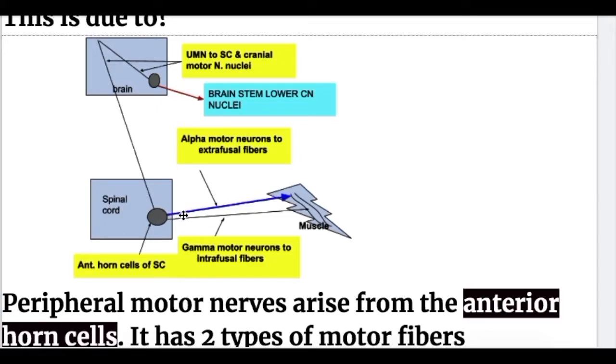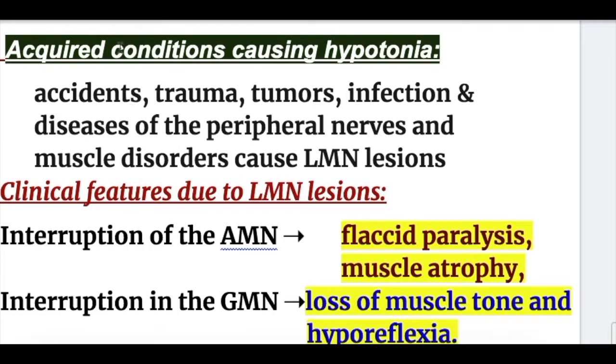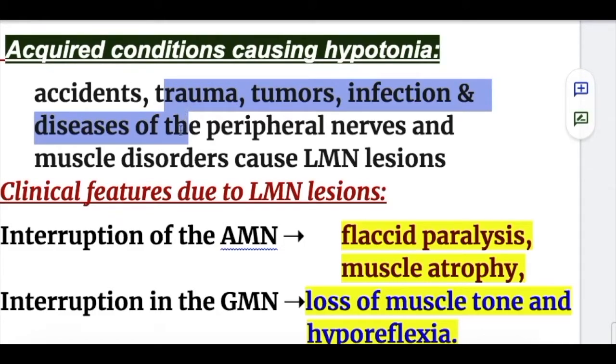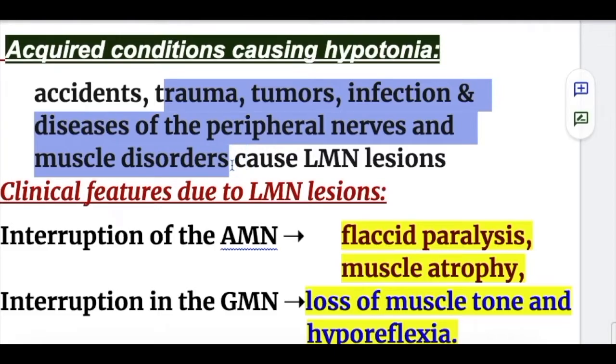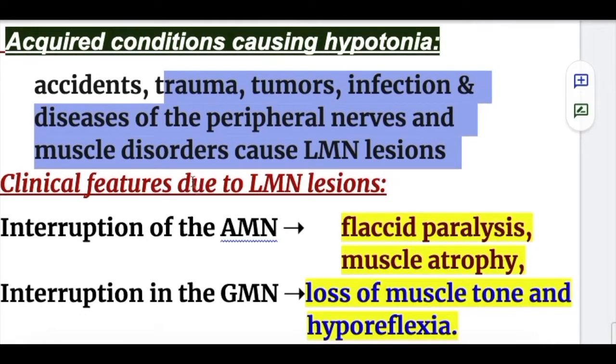And from the anterior horn cell of the spinal cord arises the peripheral nerve, which mainly contains alpha and gamma motor neurons. Alpha motor neurons ramify the extrafusal fibers, are thick and fast conducting, and gamma motor neurons ramify the intrafusal fibers, are thin and slow conducting. Causes of acquired conditions causing hypotonia: trauma, tumors, infection, diseases of the peripheral nerves and muscle disorders, myopathy, neuropathy, causing lower motor neuron lesions. Now the clinical features due to lower motor neuron lesion.